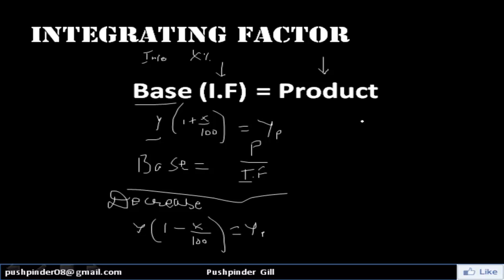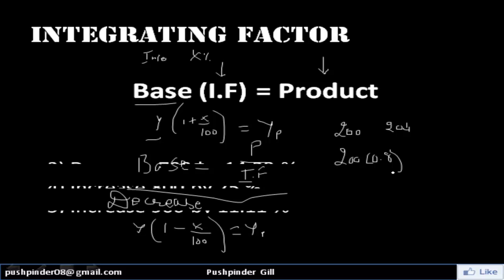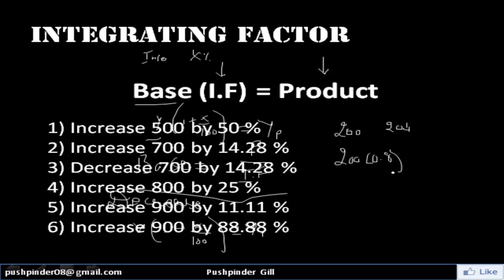So what if I have to decrease 200 by 20%? So 1 minus 20 by 100 is 0.8. So the decreased amount would be 200 into 0.8, right? I hope everyone understood this over here. So let's just move ahead to the next slide. Okay, so we're going to do that in the next slide, no problem.